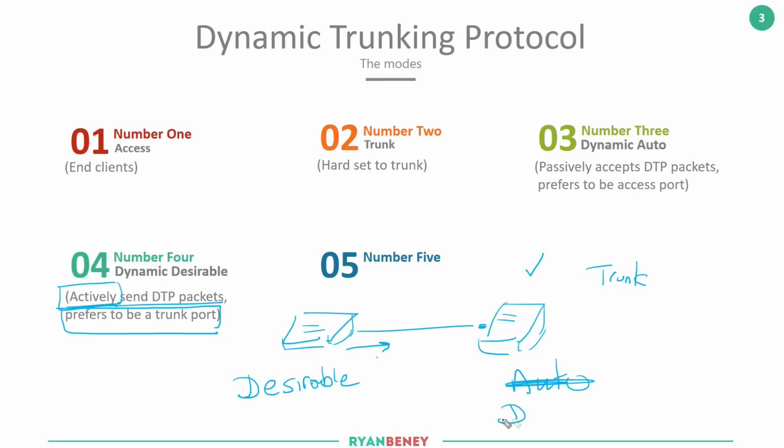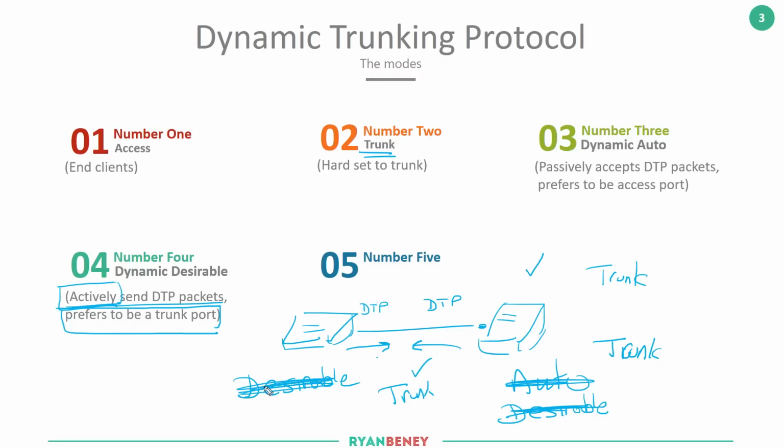Same is true if both of them were desirable. If they're desirable, both of them will send out DTP packets and both of them will agree to become a trunk. If we didn't have auto and desirable at one side and we actually hard set it as a trunk, then DTP messages are still sent on trunks as previously explained, so they would also agree to become a trunk.